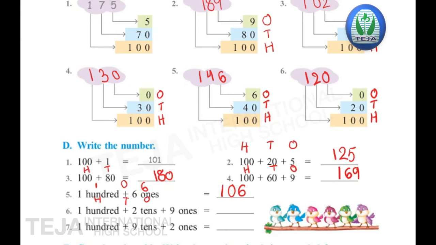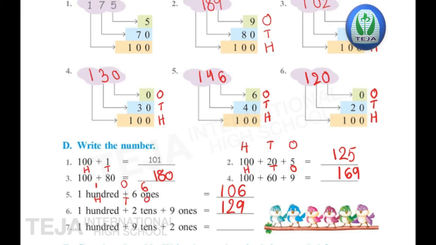How is it expanded, children? Here 100 plus 2 tens plus 9 ones. That is, in hundreds place 1 is there and in tens place 2 is there and in ones place 9 is there. So the number will be 9 in ones place, 2 in tens place, 1 in hundreds place. So the answer is 129. Is it clear, children?